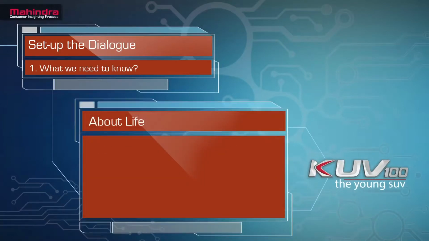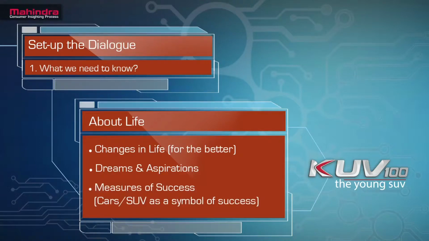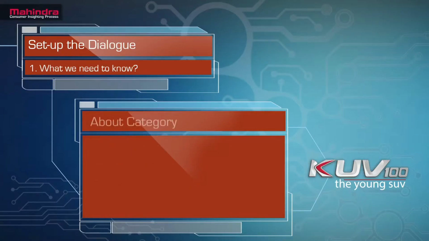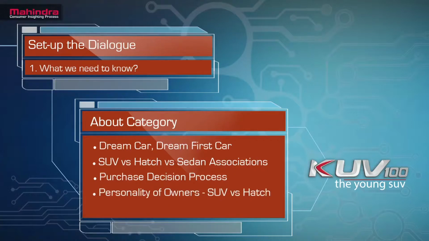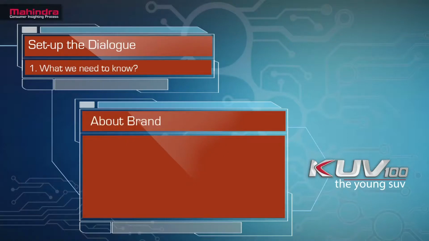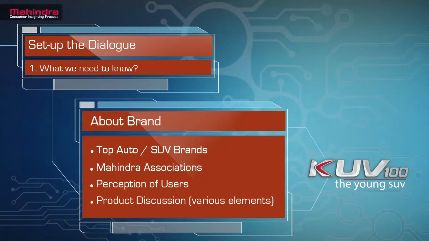About life: changes in life for the better, dreams and aspirations, measures of success, cars or SUVs as symbols of success. About the category: dream car, a dream first car, SUV versus hatch versus sedan associations, purchase decision process, personality of owners, SUV owners versus hatch owners, visualization. If he owned an SUV, then about the brand: top auto or SUV brands, Mahindra associations, perception of users, product discussion.